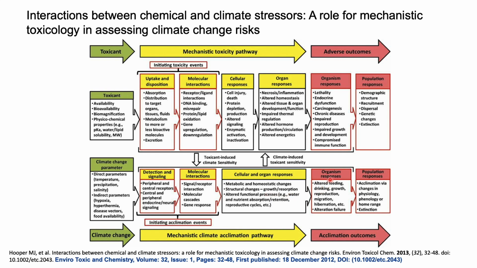Then based on that, we can identify the organism responses, and then we can find out the population response. So from this, we can actually study what the acclimation outcome from the climate change is. So the chemical stressors are mainly used for toxicity pathway studies. Climate change stressors are used to study the acclimation pathway.